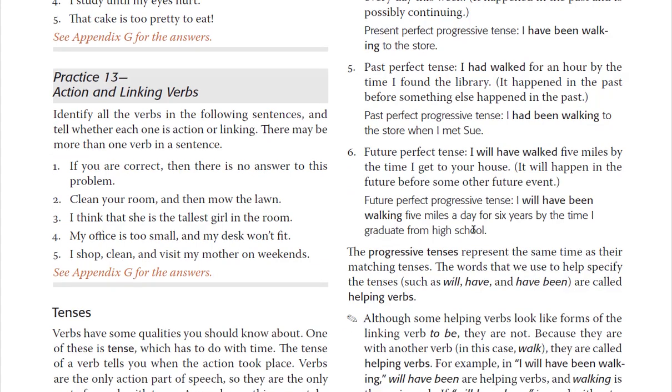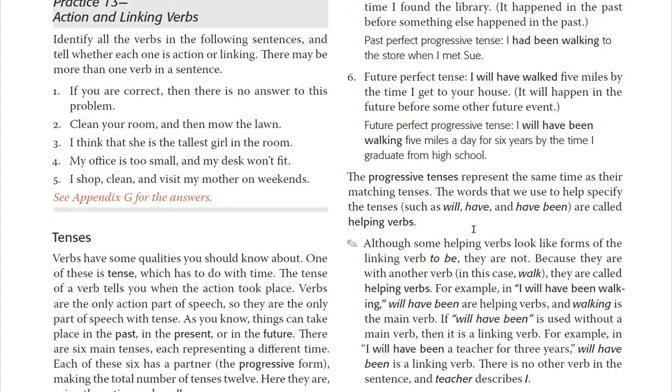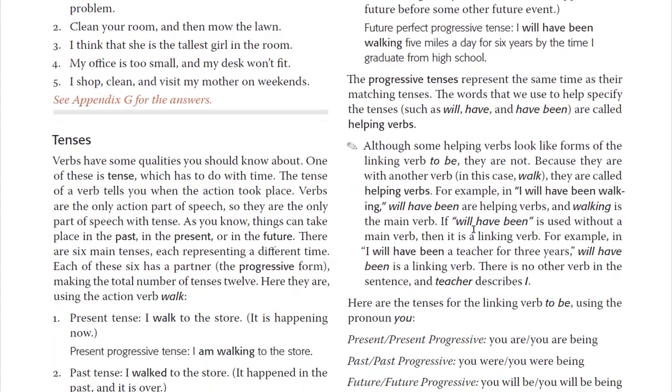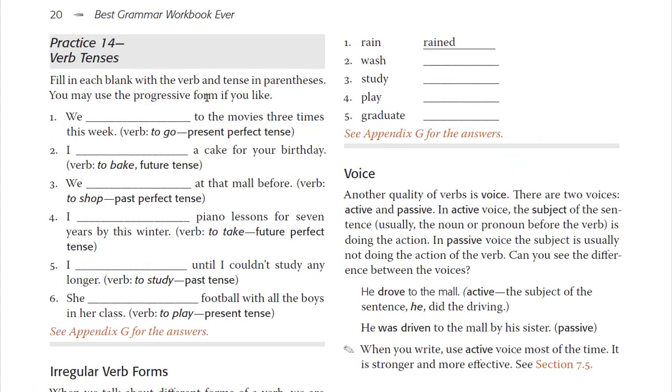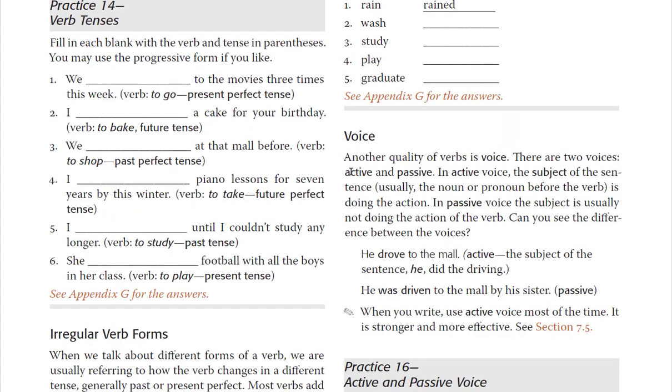The progressive tenses represent the same time as their matching tenses. And so these are all the different tenses in English. So you can practice this here.